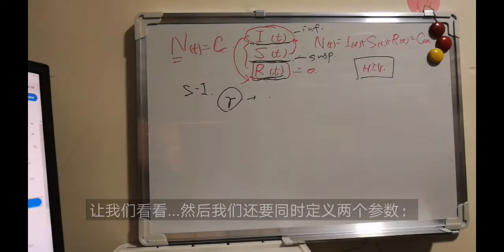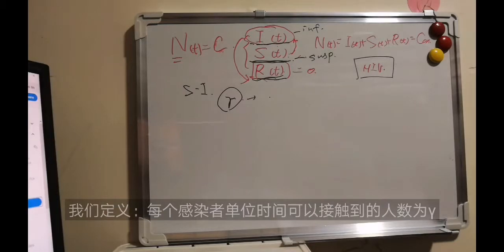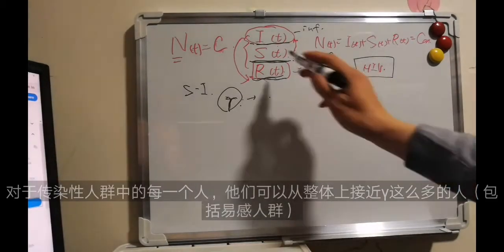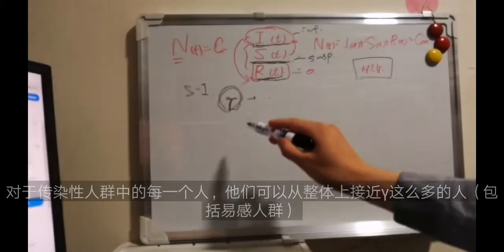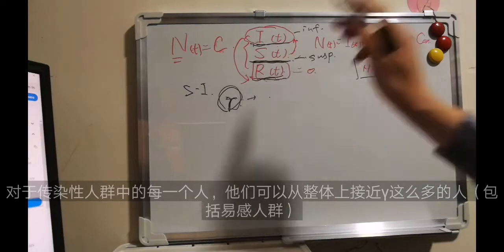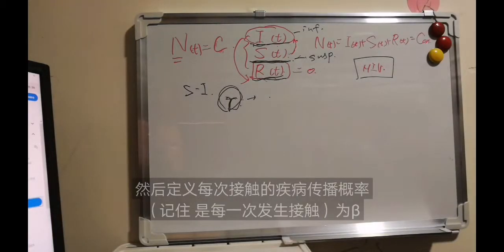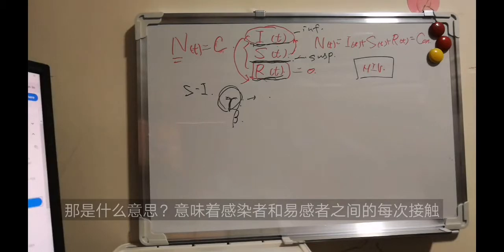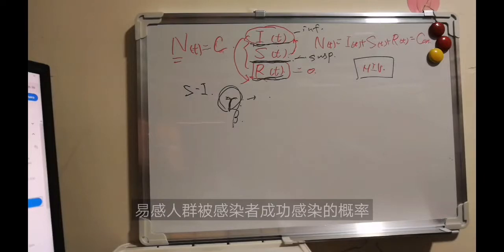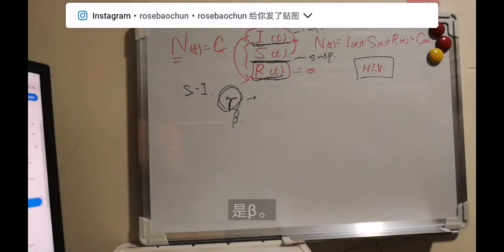Then we also define two parameters at the same time. We define the number of contacts that each infected person can make per unit time as gamma, meaning that each person in the infective group can approach this many people from the suspected group. And then we define another: the probability of disease transmission per contact, remember, per contact, as beta. What does that mean? For each contact between an infected person and a suspected person, the success rate for the suspected person to become infected is beta.